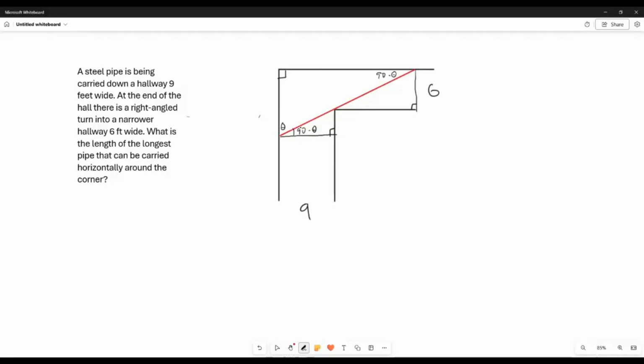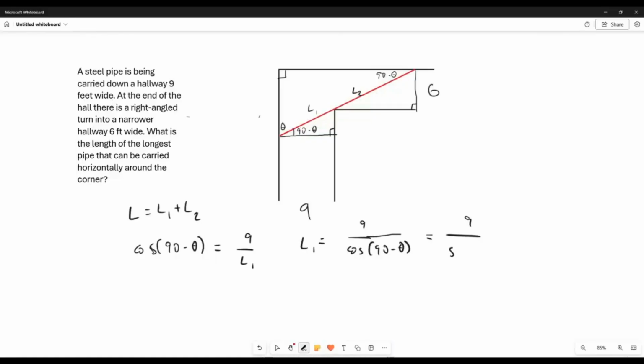We can now split the two parts of the pipe into L1 and L2, where the total length of the pipe will be L, or the sum of the two. Now, using trigonometry, we can find the length of L1. The cosine of the angle 90 minus theta will equal 9 over L1. Rearranging this, we get L1 is equal to 9 over cosine of 90 minus theta. Using trigonometric identities, we can say that this is 9 over sine theta.